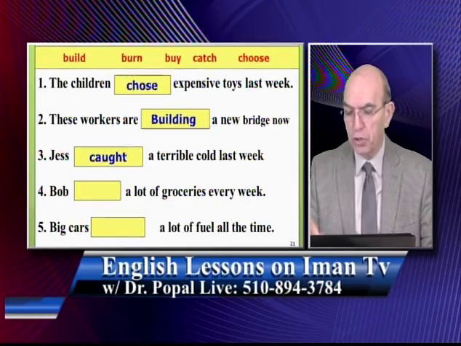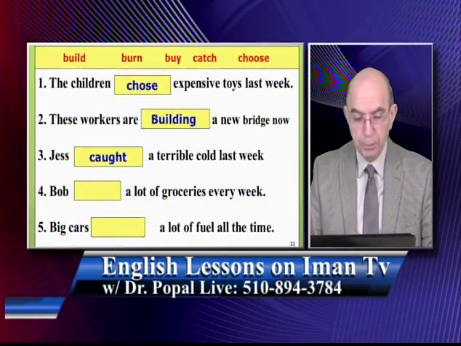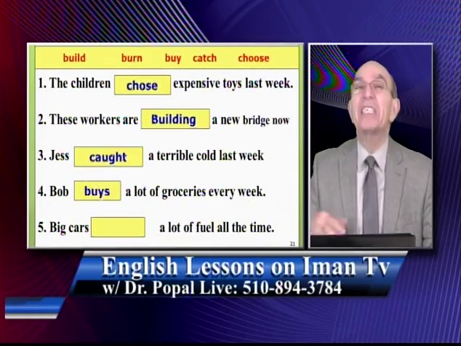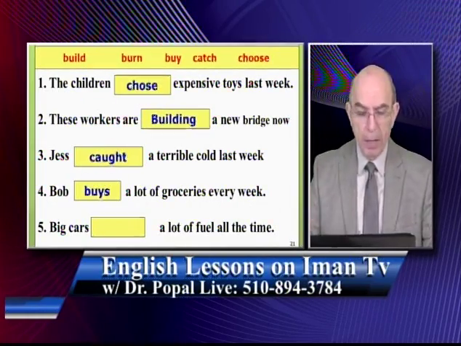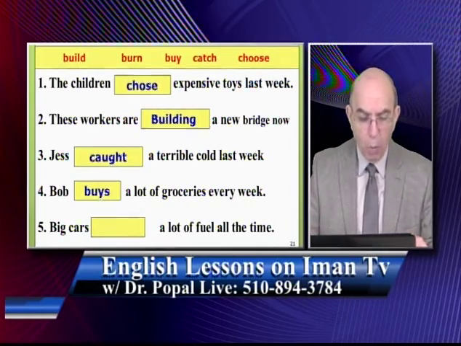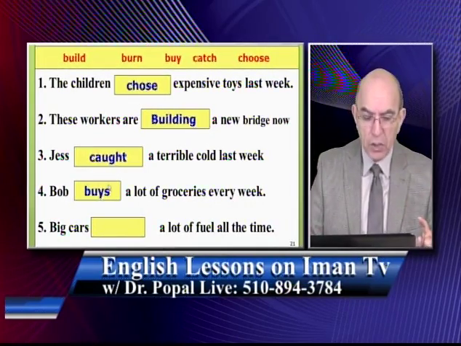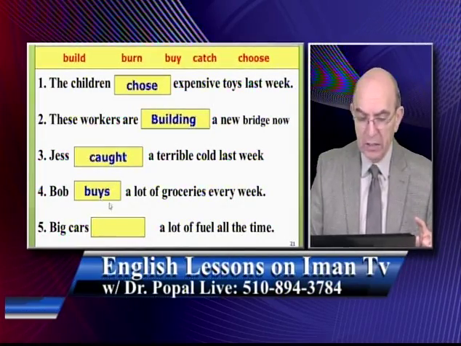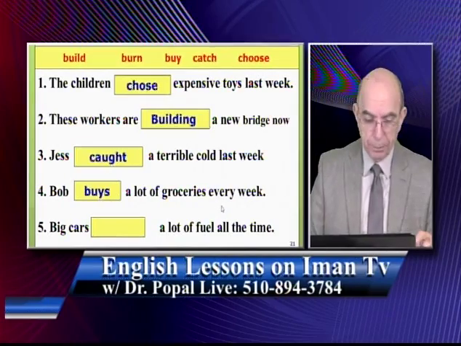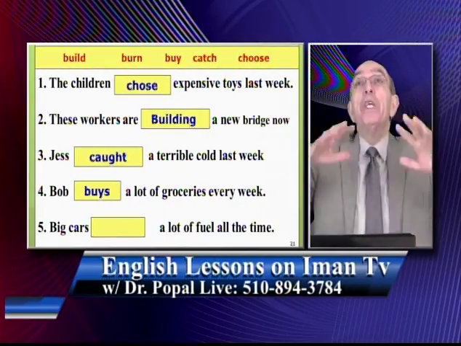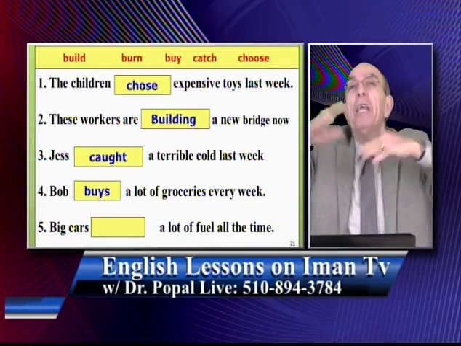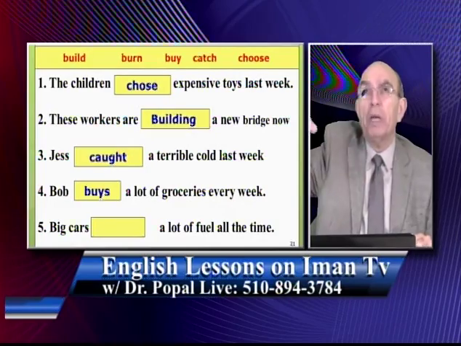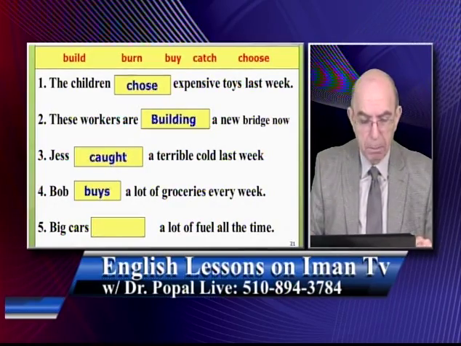Bob a lot of groceries every week. So what do you do with the groceries? You buy groceries. Because every week you say buy. But because it is Bob, one person, you have to use what? S with the verb. Bob buys a lot of groceries every week. If it's we say what? We buy. They buy. You buy. I buy. But Bob buys. Umaid buys.